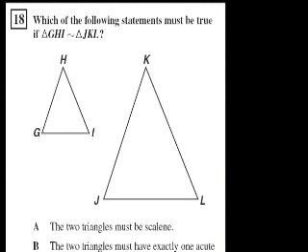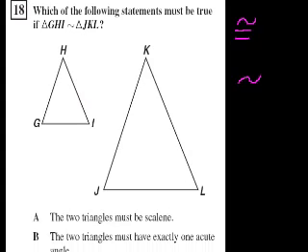Problem 18. Okay, let me cut and paste it. Which of the following statements must be true if triangle GHI is similar? So when they write it with a curly thing and an equals sign, that means congruent. If they just write the curly thing, that means similar. Which of the following statements must be true if triangle GHI is similar to triangle JKL? So even before looking at the choices, that means that the ratio of all of the sides are the same, or all of the angles are the same. Let's see what they give us.